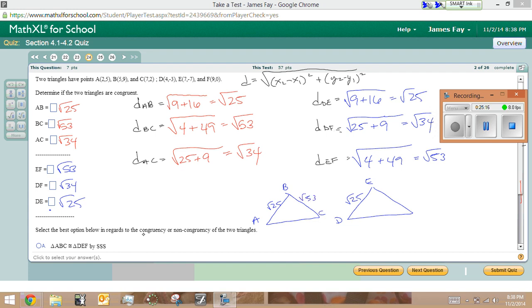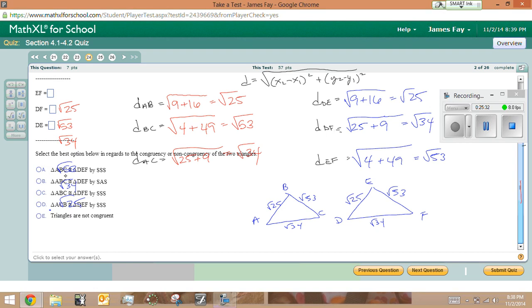Now which one was down? EF was radical 53, so it's got to be F. So radical 53, that makes this radical 34 and radical 34. So now, in my options down here where it says triangle ABC can go to triangle DEF, ABC to DEF, corresponding parts, that matches up, so it's got to be option A.